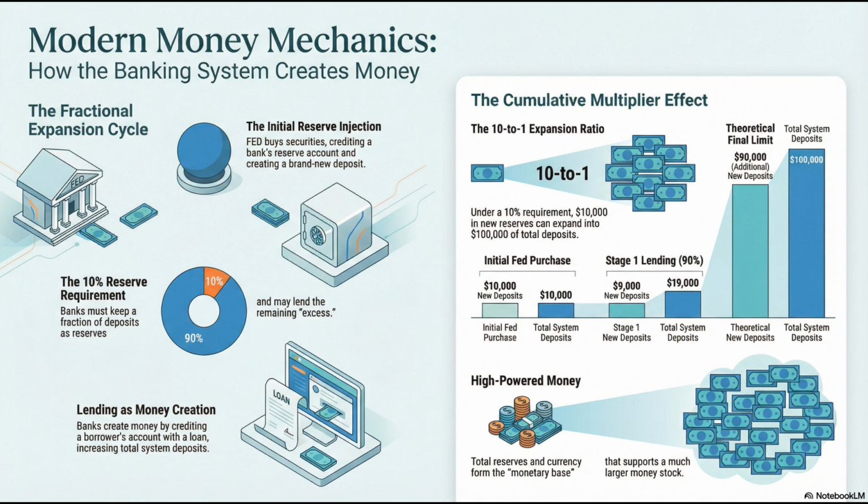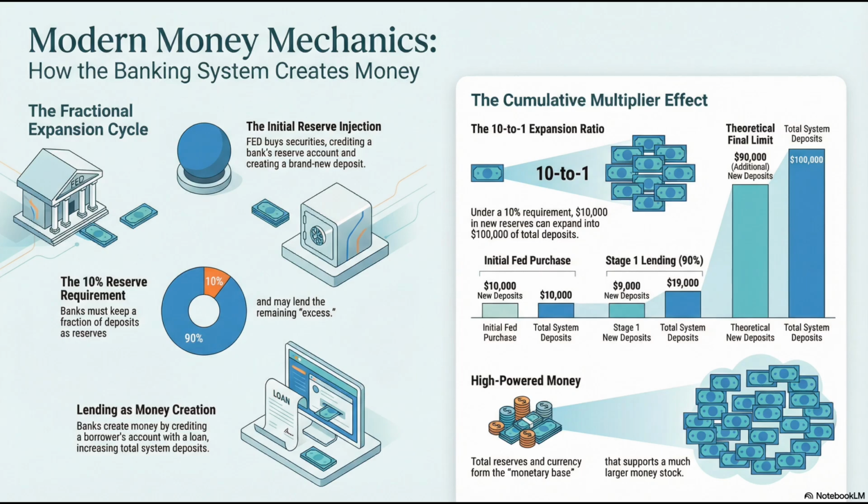Let's do it. Let's say the Federal Reserve decides the economy is a bit sluggish and needs a boost. They want to inject new money into the system. So they don't turn on the printing press. What do they actually do? They go to what is called the open market.